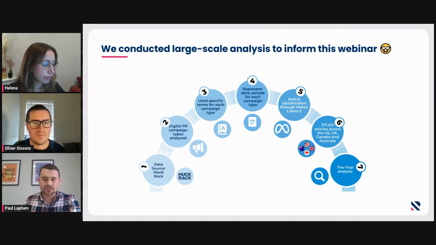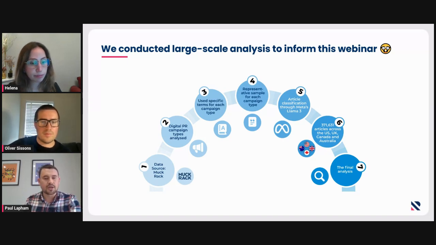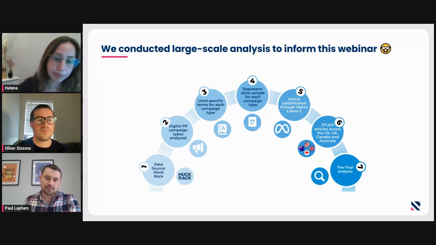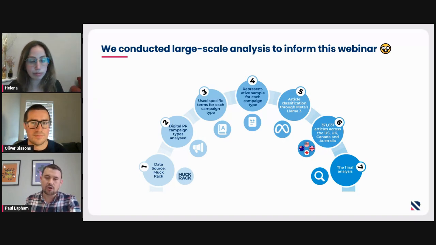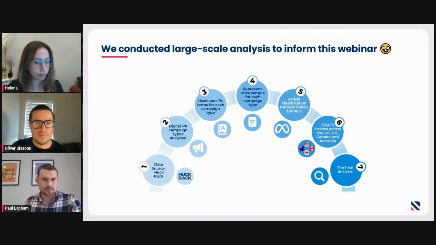So we took titles and snippets for a representative sample of articles, and using the LLM, we were able to classify them across 30 top news categories in each country for each type of campaign. We also got the sentiment analysis directly from MuckRack, and from this, we were able to gain insights on the digital PR and the media landscape across the US, UK, Canada, and Australia, which Helena will now take you through.